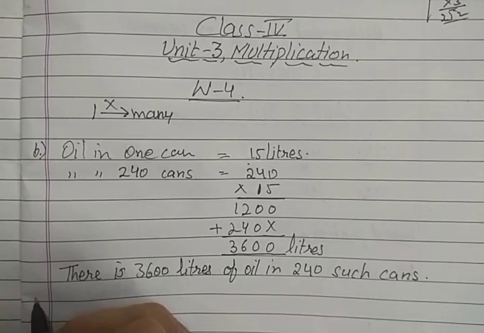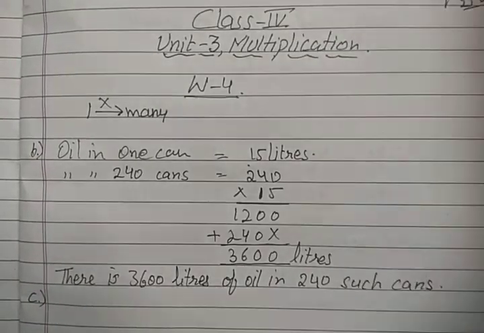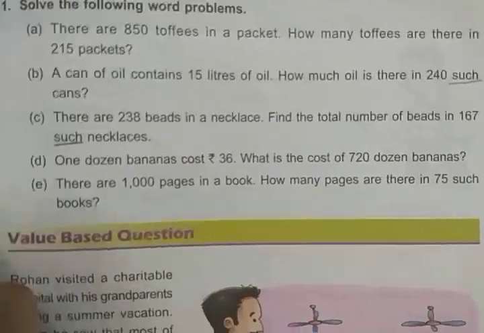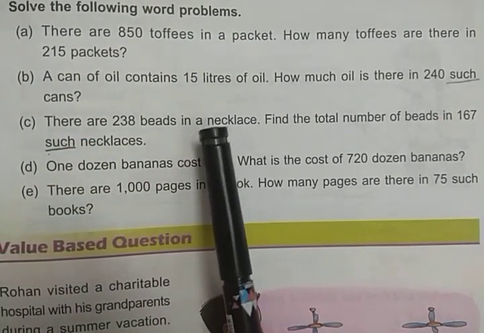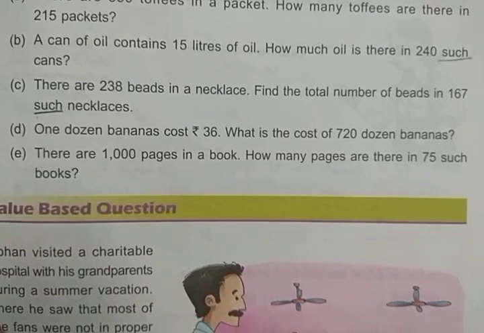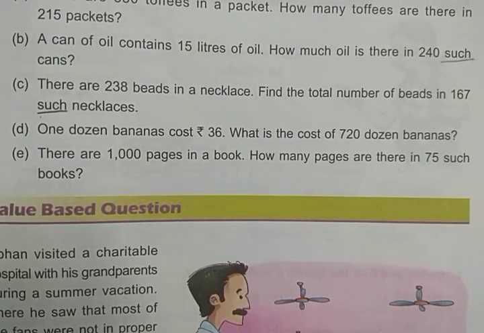Now move to the next question, C part. What is the next question? There are 238 beads in a necklace. That means in one necklace there are 238 beads. Find the total number of beads in 167 such necklaces.